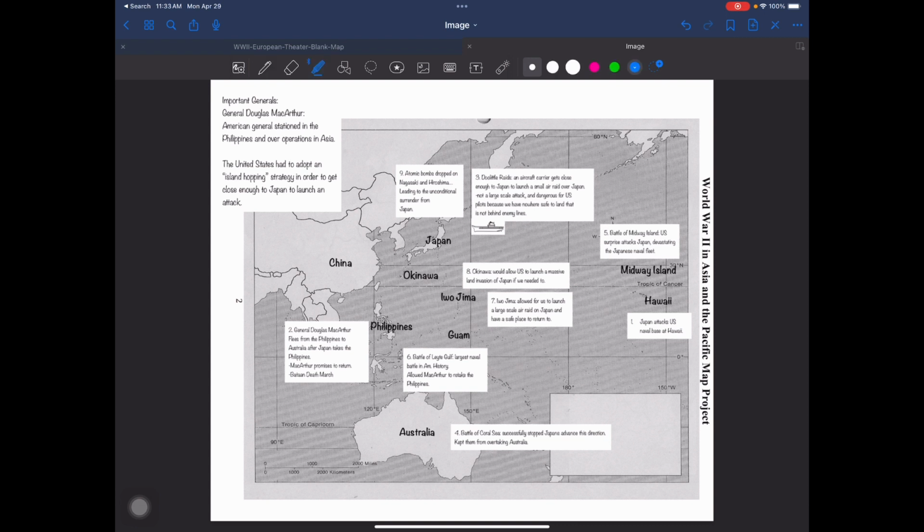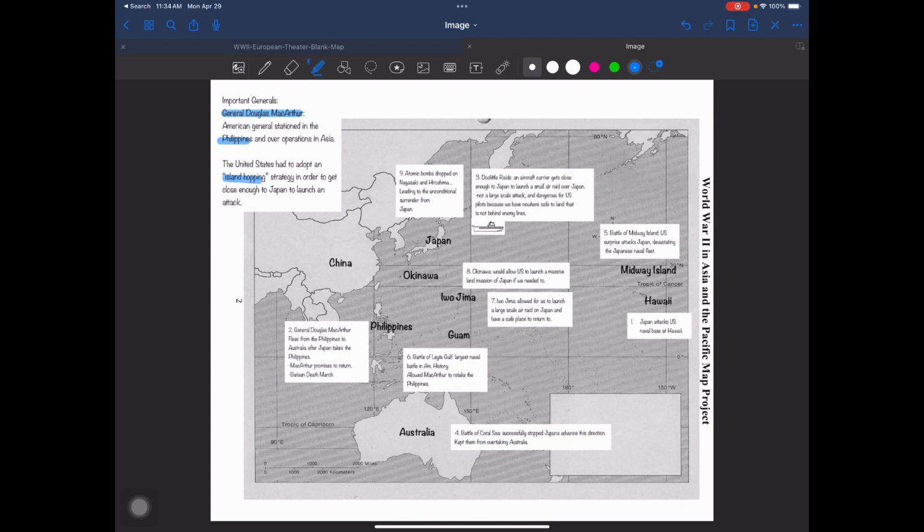Actually, before we get to those battles, let's talk about the important generals. The important general that you have to know is General Douglas MacArthur. He is going to be stationed specifically in the Philippines for a while until he is forced to evacuate. And this is also the part of the war where we have to use the island hopping strategy.